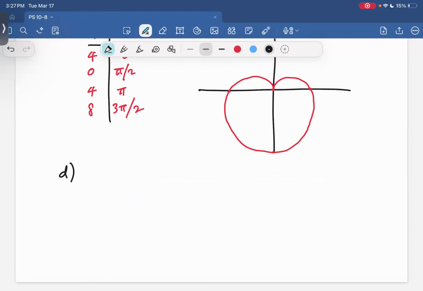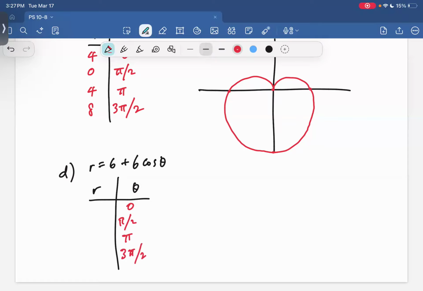Next, question D is also another cardioid because A equals B. So let's calculate the 4 values of theta. Theta equals 0 means cosine 0 is 1, so r is 12. Cosine pi over 2 is 0. Cosine pi is -1. And cosine 3 pi over 2 is 0.